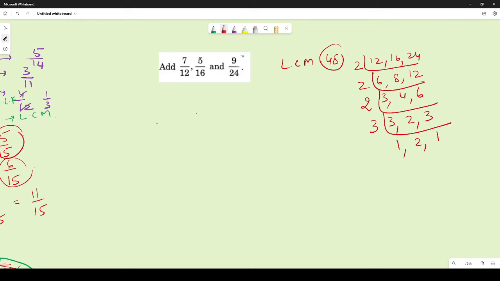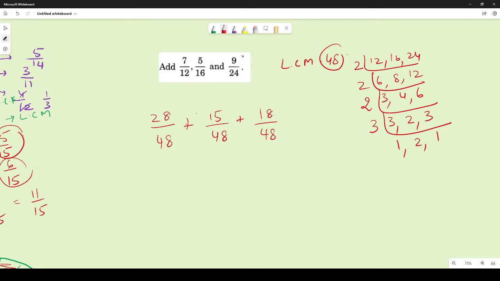Now we need to convert all of them into like fractions with 48 as the denominator. So 7 by 12. 12 how many times is 48? 4 times. So you will multiply 7 also 4 times. So this becomes 28 plus 16 how many times is 48? 3 times. So 5 3 times is 15 plus 24 how many times is 48? 24 2 times is 48. So we will multiply this 2 times and we get 18.